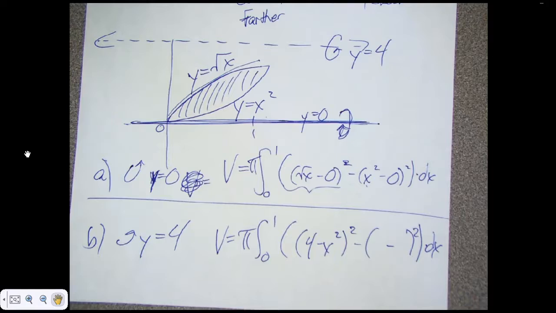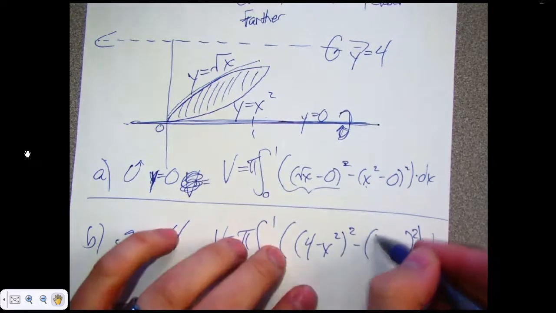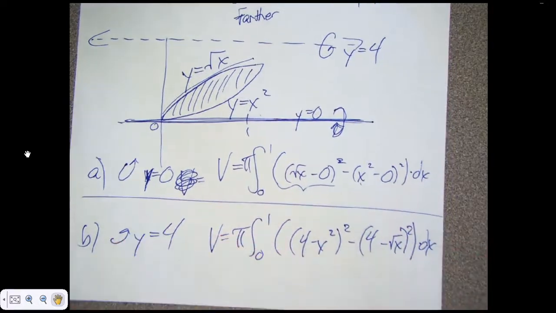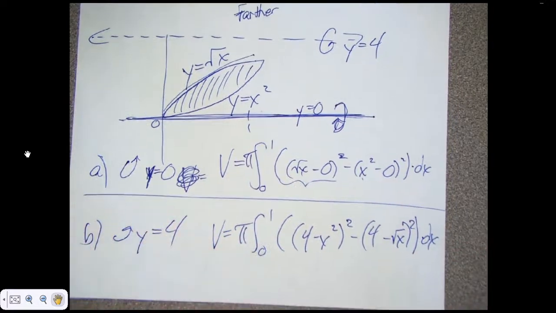Which equation is closer to the axis of revolution, or which one will be on the inside? Square root of x. How far away are 4 and square root of x? 4 minus root x. And that'll be your setup, and if I asked you to type it in, I think you can do that. Questions on either of those two?